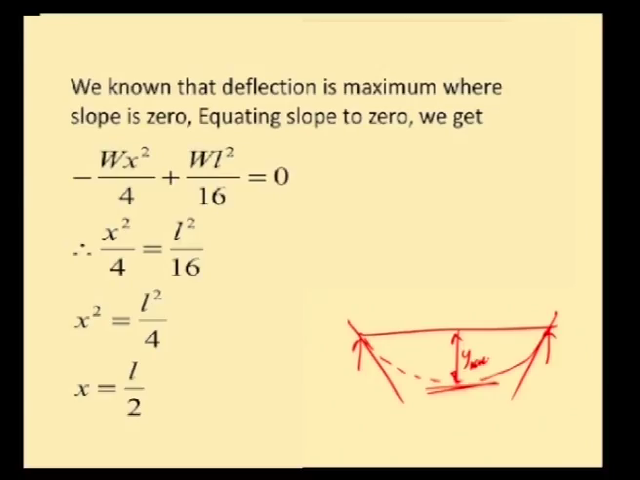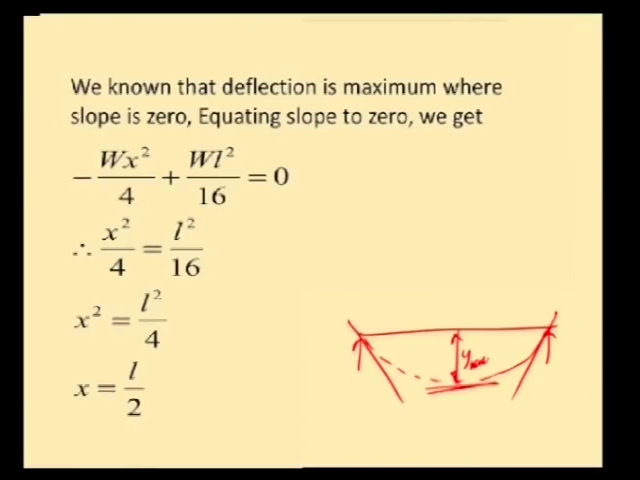So, how to find the point where slope is 0? Let us assume that the maximum point lies in portion AC. So, we can equate the slope equation up to the dotted line to 0. Equating that we will get minus W x squared by 4 plus W L squared by 16 equal to 0. Therein we will get x equal to L by 2. So, that indicates that at x equal to L by 2, slope will be 0 and deflection will be maximum.